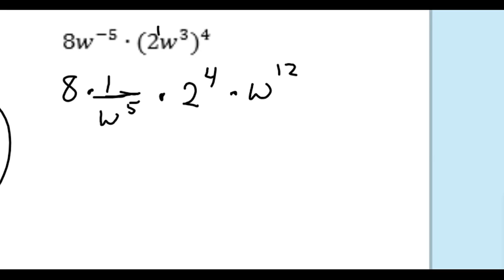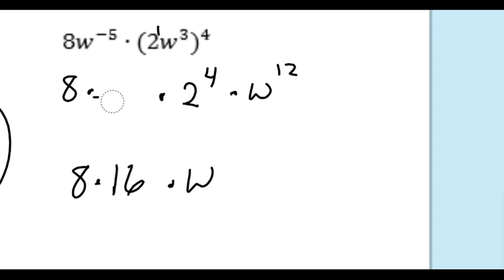So now I want to go through and start simplifying. So I've got my 8. 2 to the fourth is 16. So put my numbers together. I'm going to do this a little bit differently. Let me go back and erase this just to show you. Sometimes it's best to keep it as a negative because we'll see what happens. So we've got w to the negative fifth times w to the 12th.